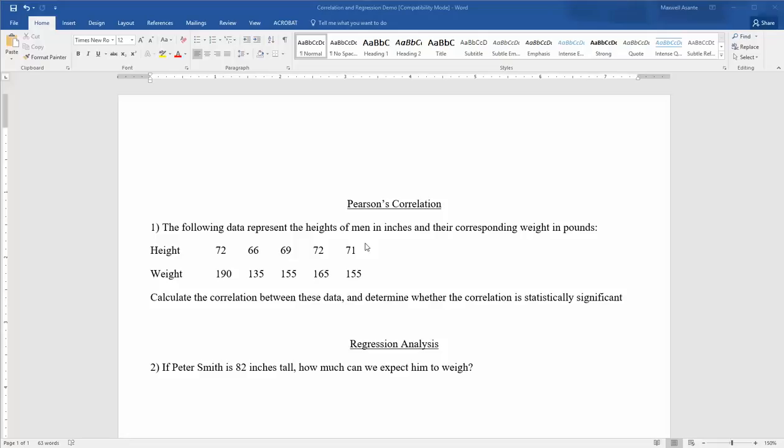And after running the analysis, we will look at the significance to determine whether the relationship between the height and the weight of these men is statistically significant. After we have determined that, we will then go on and see what the weight of Peter Smith would be knowing his height. So let's go to SPSS and do that analysis.